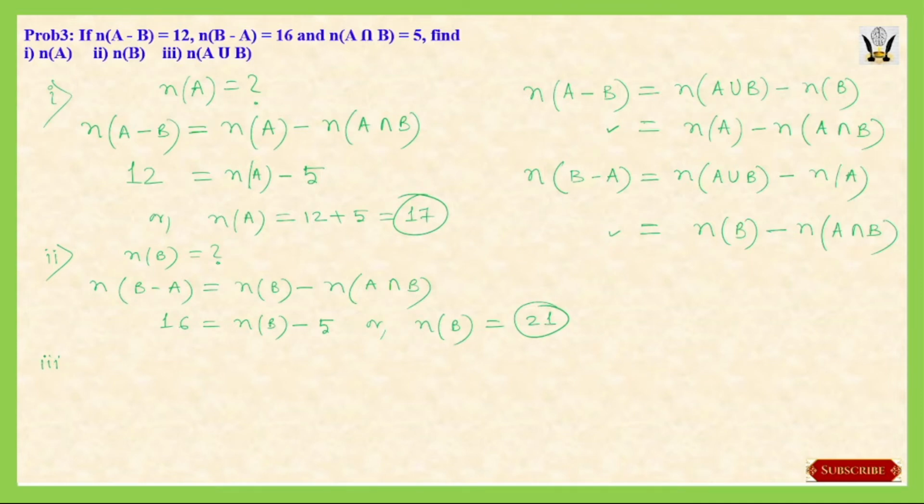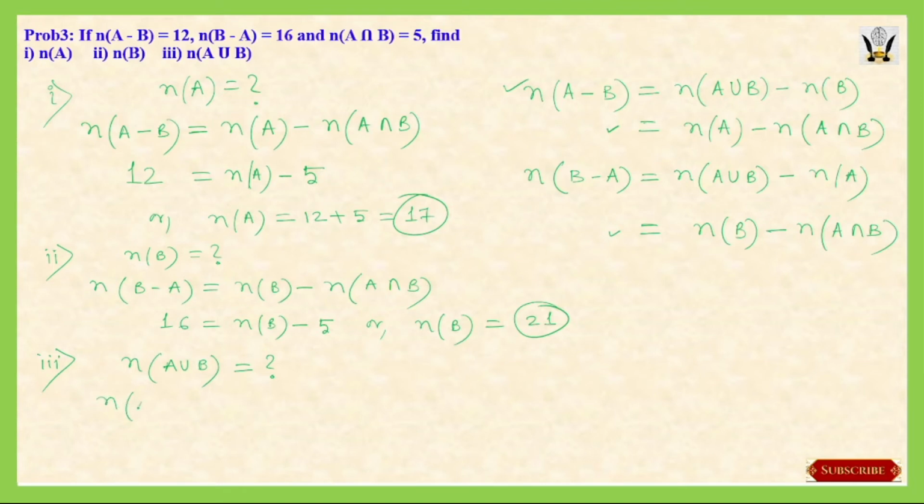Now the third part. In the third part we have to find the cardinal number of the union operation. For the union operation we have these two relationships, the first part and here the first part. For that we need the information of the cardinal number of the difference and at the same time either n of B or n of A, depending on whichever we are choosing. So suppose we choose the first one, so here n of A union B we have to find, and for that this relationship we will be choosing.